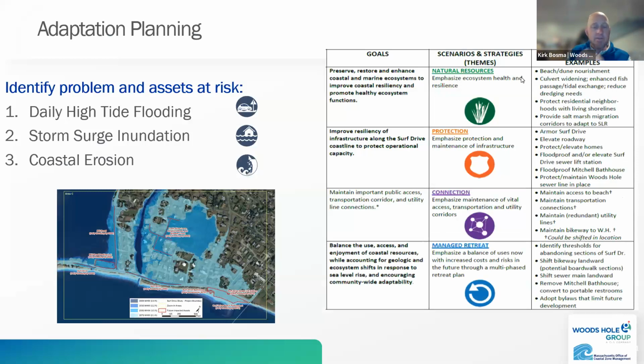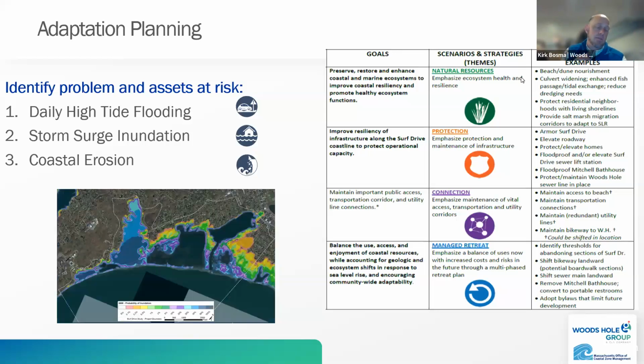This is Surf Drive in Falmouth, Massachusetts. It's in a pretty low-lying area. Again, it's a pretty scenic road that exists. It's exposed to daily high tide flooding in the future. It's got storm surge problems. Obviously, it's faced with coastal erosion, and the community was really stuck on what are we going to do here.